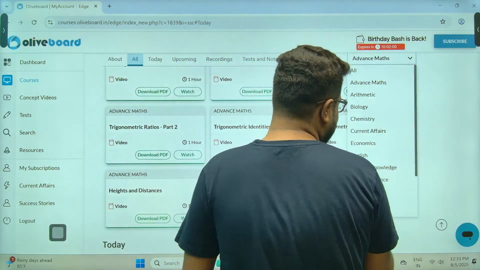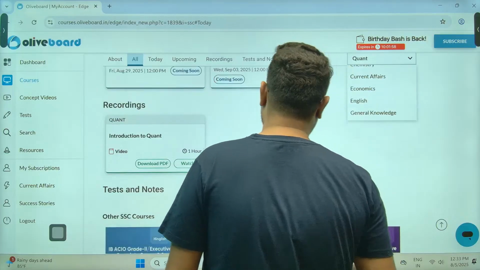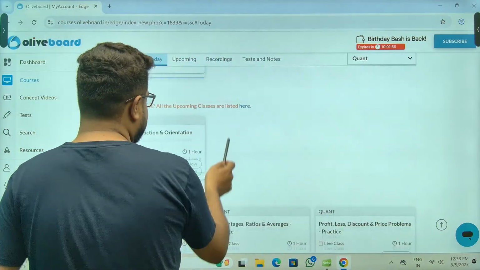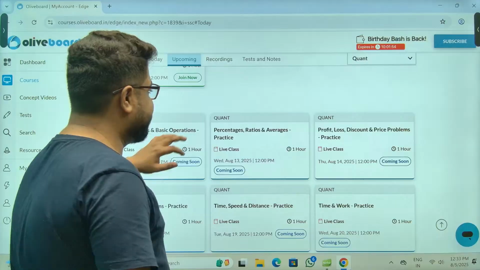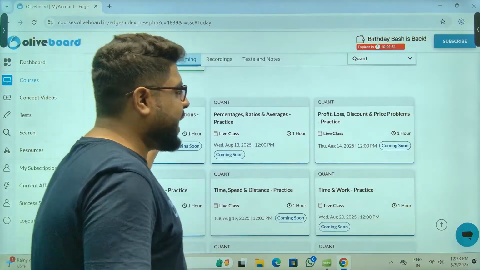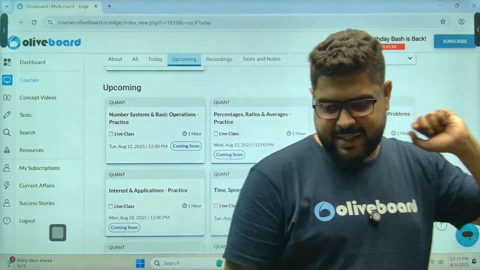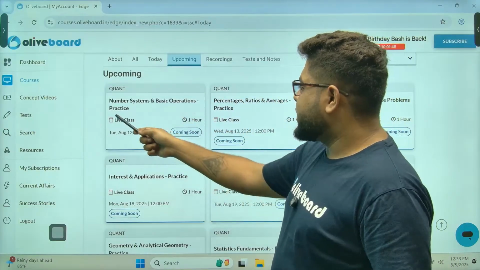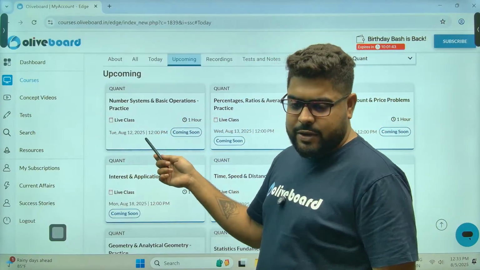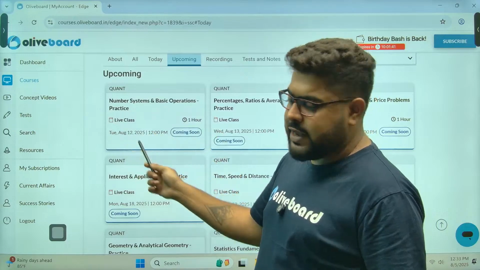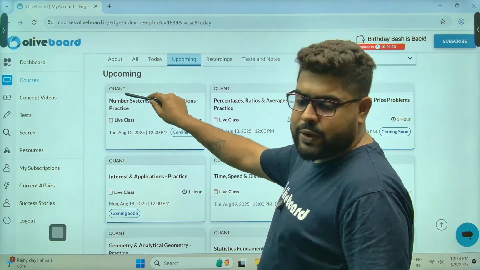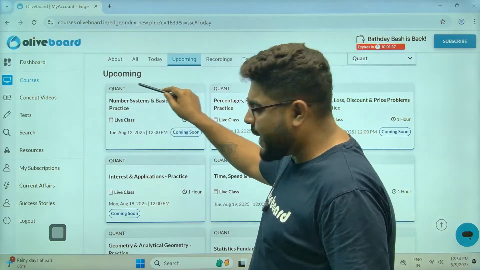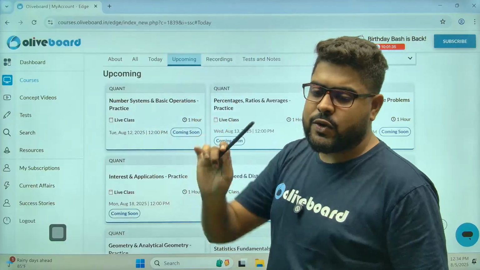Then again, you go into Quant. Now see what else you will get. These are going to be your live sessions. These are going to be your live practice sessions. Let me tell you. So the number system and basic operations practice session will be from the 12th of August, 12 p.m. Right? So here we will practice. Now what is your job?